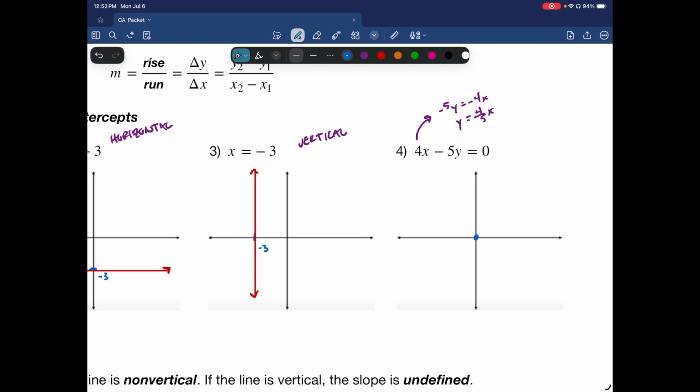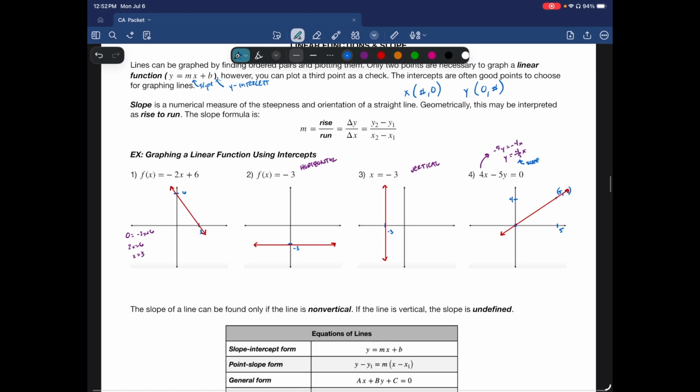So you can either plug in 1 for x or whatever, and this is where slope comes into play. So if you think about rise over run, all right, you take your slope, you rise 4, and run 5. So I have the second point at 5, 4, and I connect my dots. All right, and so that's how you do that with intercepts.